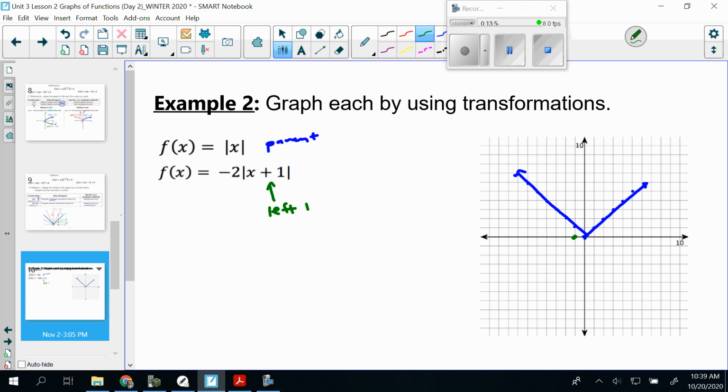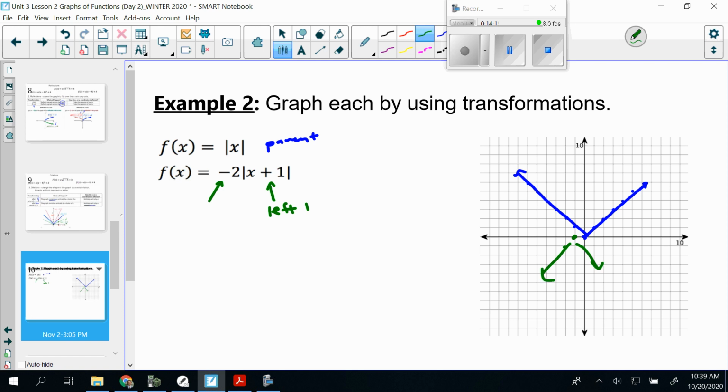We also have a negative. So now the negative outside is going to flip it vertically, so up and down over the x-axis. So now instead of opening up, this should open downwards instead. It's going to be going down this way.